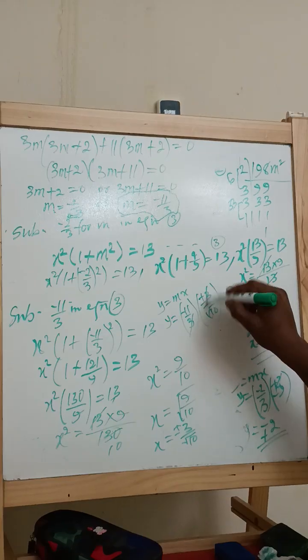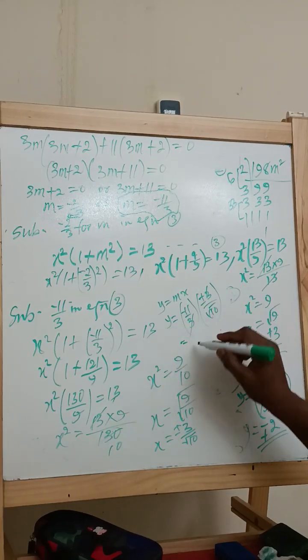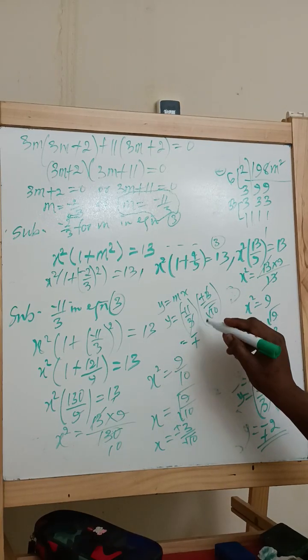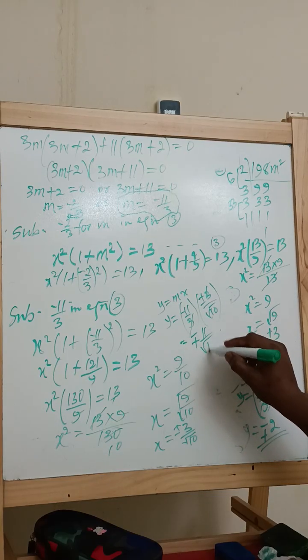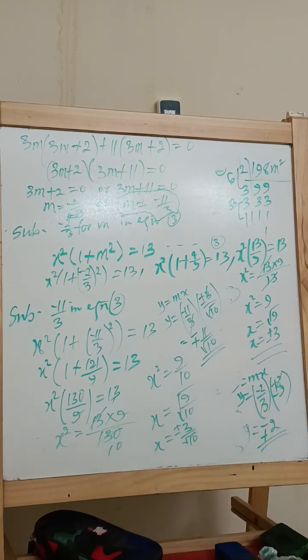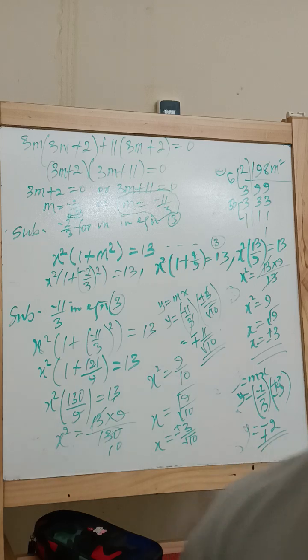So 3 will cut 3 and minus times this, that will be minus plus 11 all over square root of 10. So this is the second solution to this equation. And this is how we solve this, right?